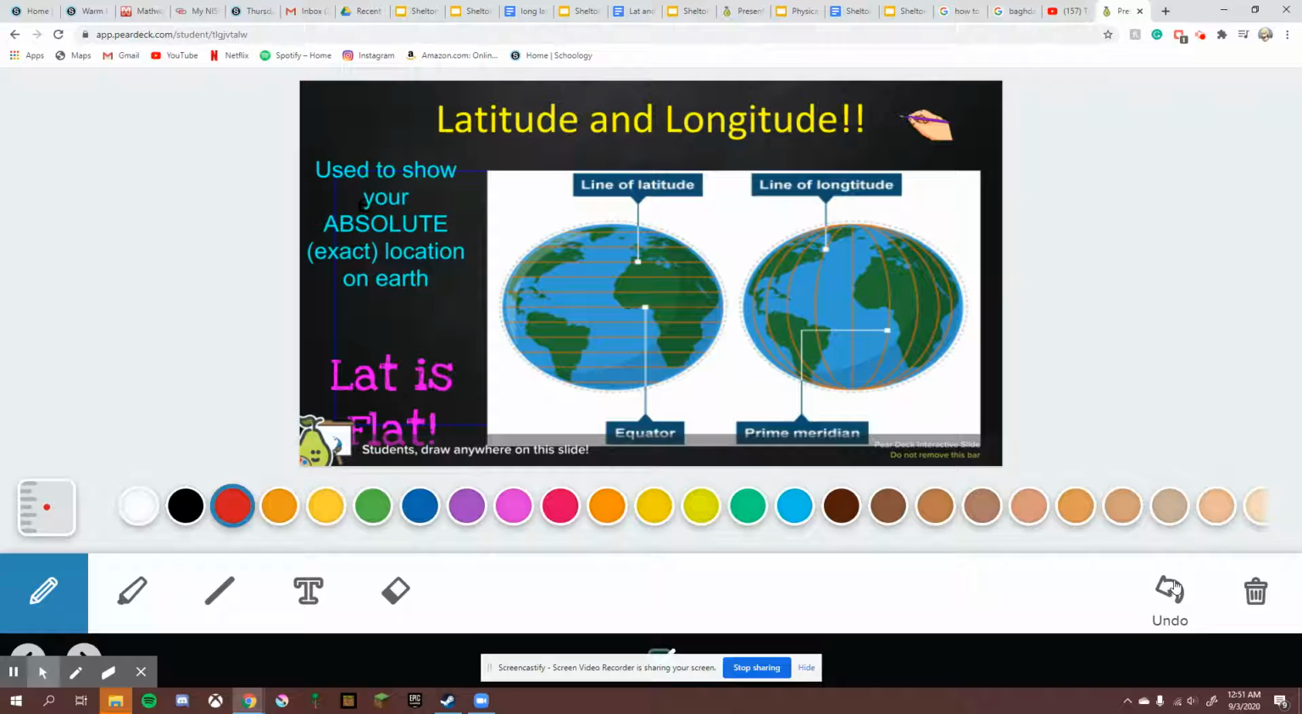Lat is flat. This is a rhyme that I use to help myself remember that latitude lines go flat across the map. Okay, so the lat is flat when you're looking at a map, and that's the way that we're going to remember it. The other lines are called longitude, and they are long, so they're going up and down the long way. That's how I help myself remember that one as well.